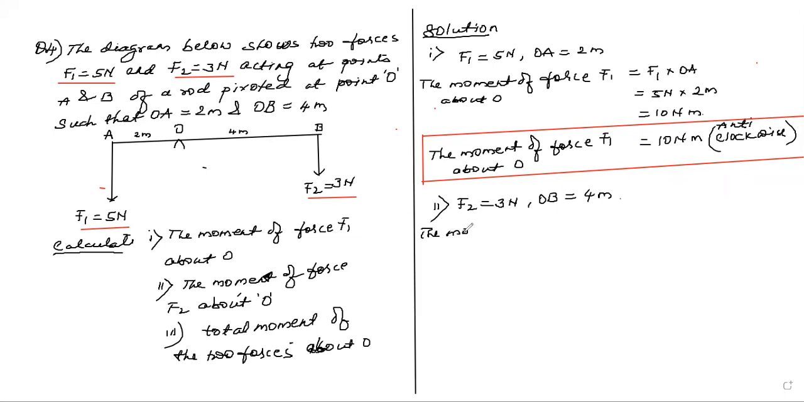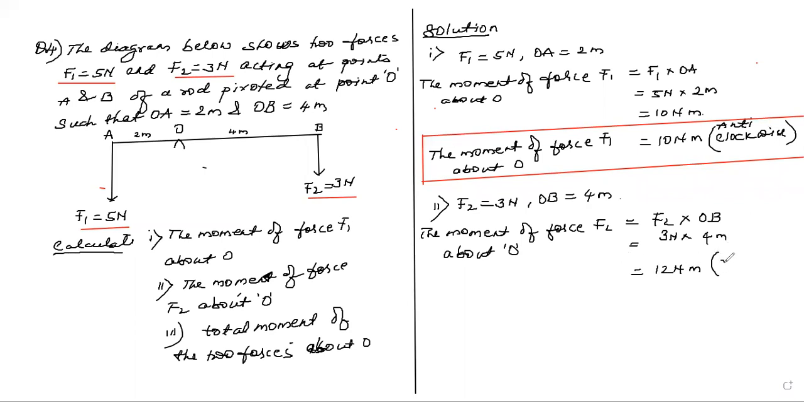The moment of force F2 about O is force into distance. F2 is the force and OB is the distance. F2 is 3 Newton, and OB is 4 meter. So how much do you get? 12 Newton meter. Got it?